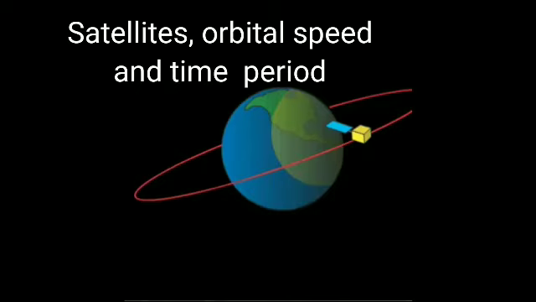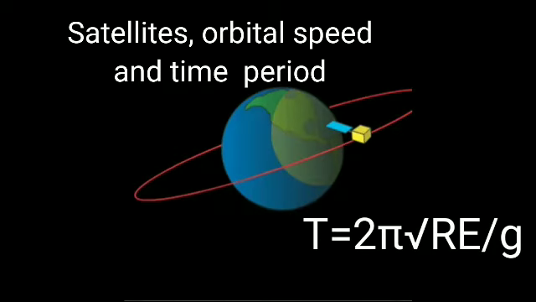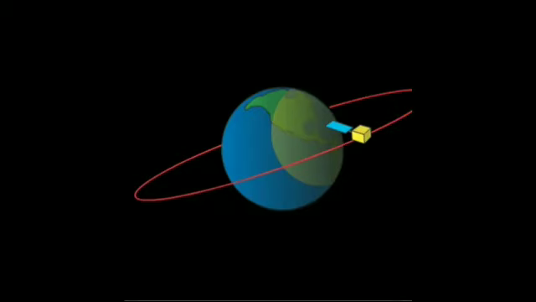of planetary motion. For a satellite orbiting near the surface of the Earth, h is negligible, a very small length compared to the radius of the Earth R_E. Then T is equal to 2 pi square root of R_E by g.